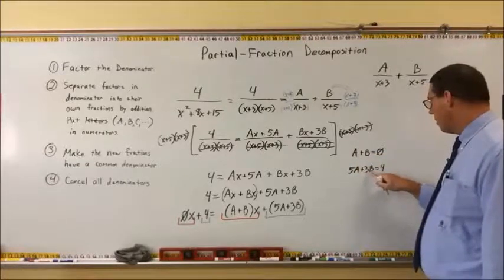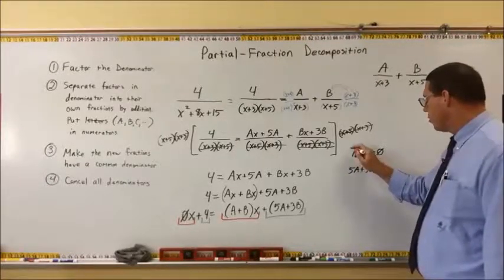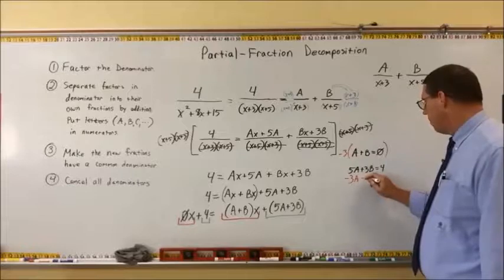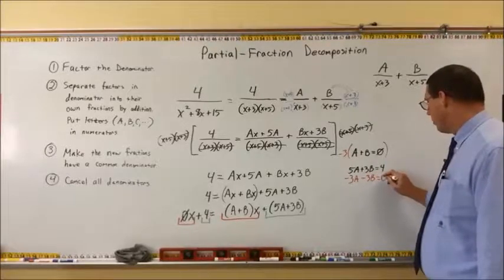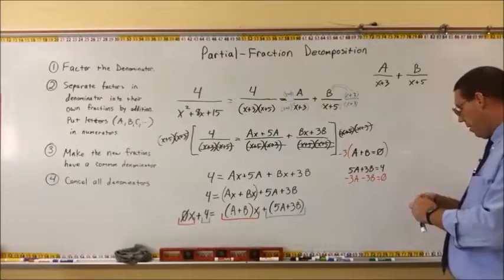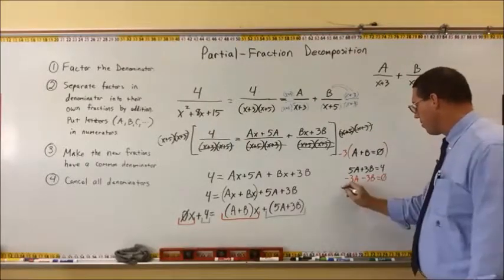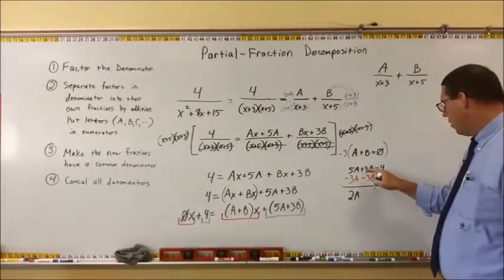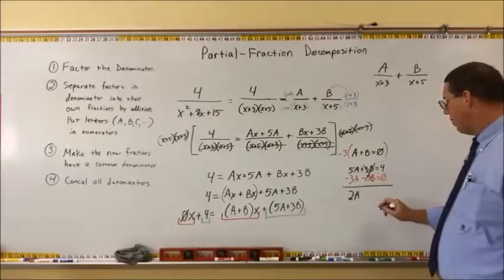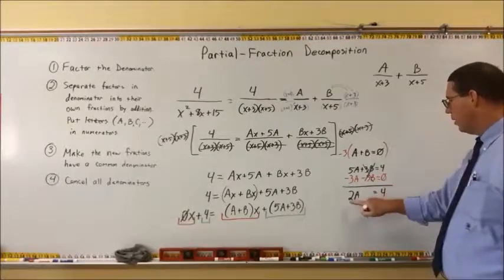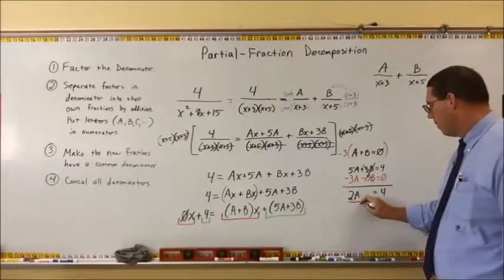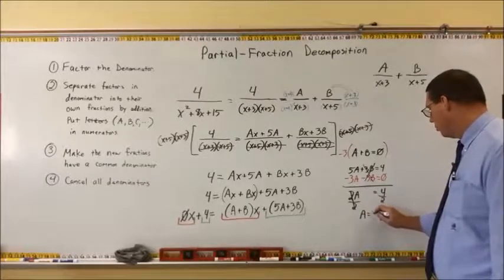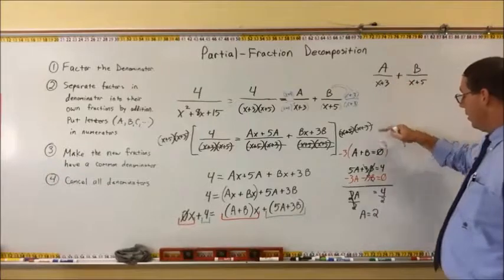We have a positive 3b here, right? So why don't we make this a negative 3b? We can multiply this whole thing by negative 3, and we'll have negative 3a minus 3b is equal to 0, because negative 3 times 0 is 0. And now we can solve it as a system of equations. 5a minus 3a is 2a. The 3b and the negative 3b cancel, they eliminate, and 4 plus 0 is 4. So we know that 2a is equal to 4. Divide by 2, and a is equal to 2.